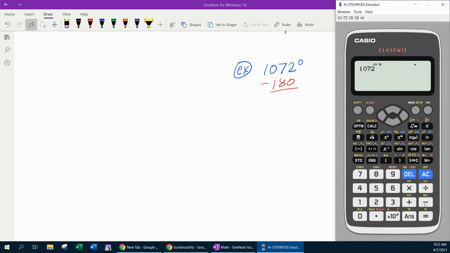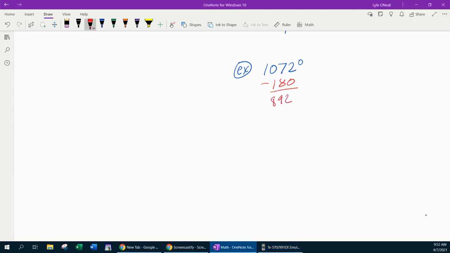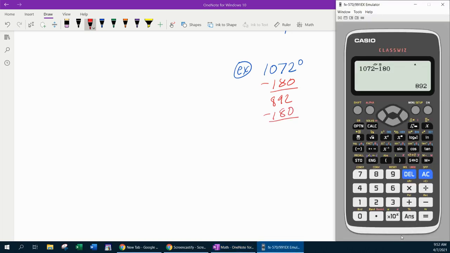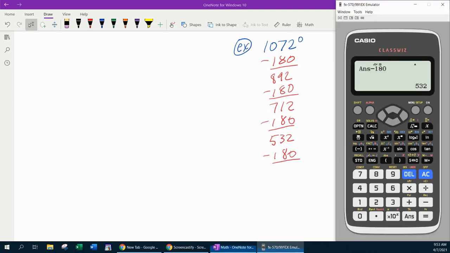So 1072 minus 180 is 892. That is not acute, so I'm going to do it again. And I'm just going to keep minusing 180 until I get an acute angle. And you can see that this process is a little involved. And it's taking so long because I'm writing these steps down.